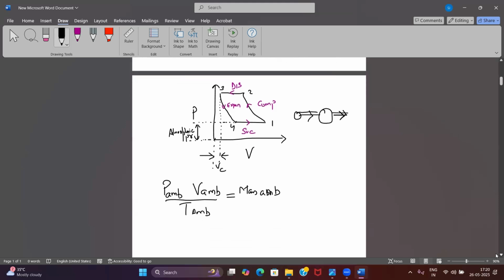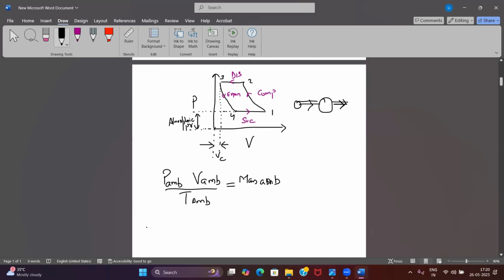Similarly, when I'm going to compress the air, before compression the pressure is P1. What is my volume? V1. The actual volume will be V1 minus V4. Let me erase a little bit, okay?